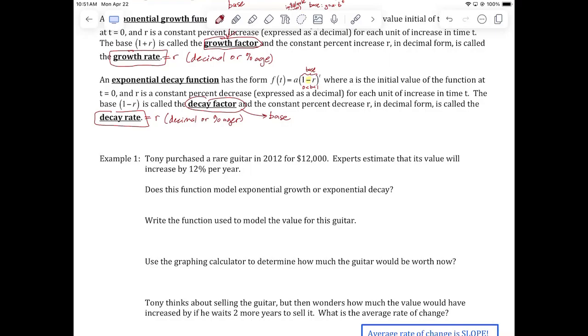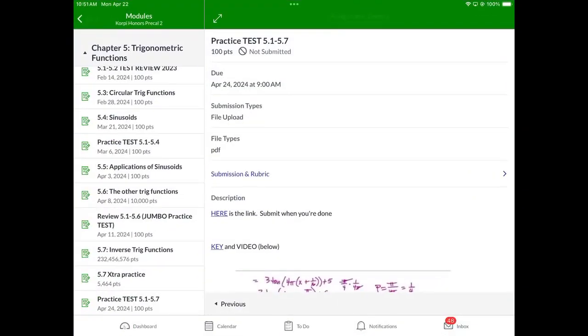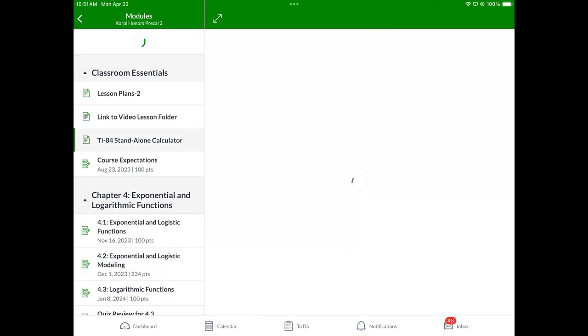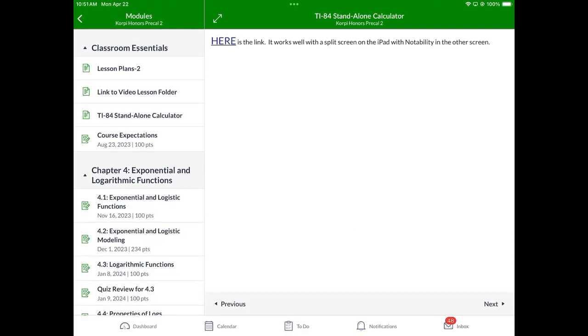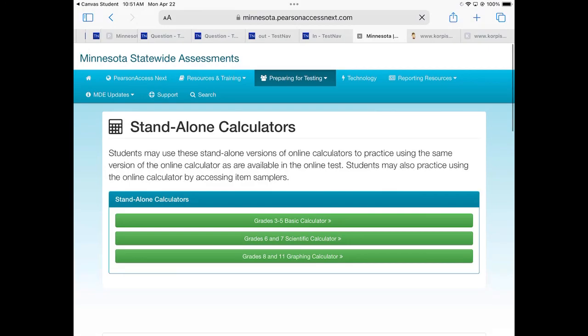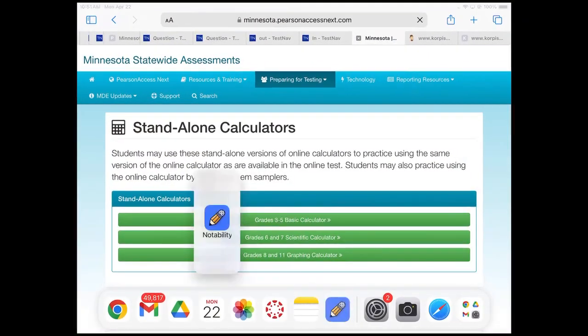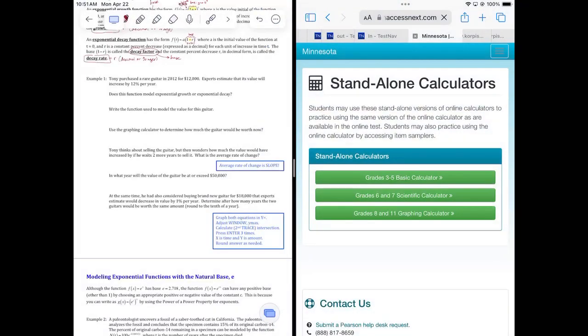I'm going to need a calculator for this, so let me go to Minnesota. Standalone calculator. Ah, I know, right? Come on, load Minnesota. Minnesota's kind of sleepy on a Monday here. Okay, there we go. I think I have like 152 browsers open for Minnesota.